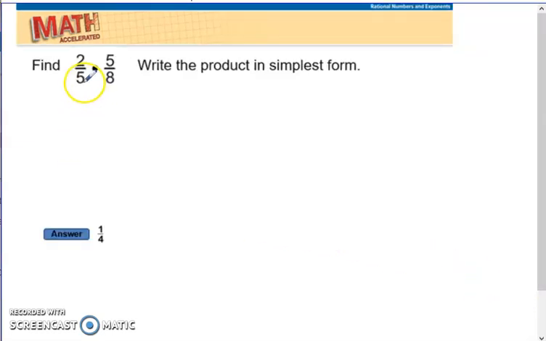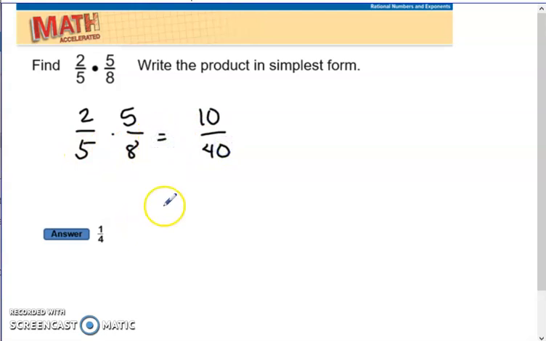Okay, let's look at this one. We've got 2/5 times 5/8. So we've got 2/5. I'm just going to write this. Okay, going across we get 10. Then going across we get 40. Okay, and then you've got to reduce it, divide it by 10, divide it by 10. So you're just crossing off 2 zeros. You must do it on both of them. You can't do it on just one. And so then your answer is 1/4.